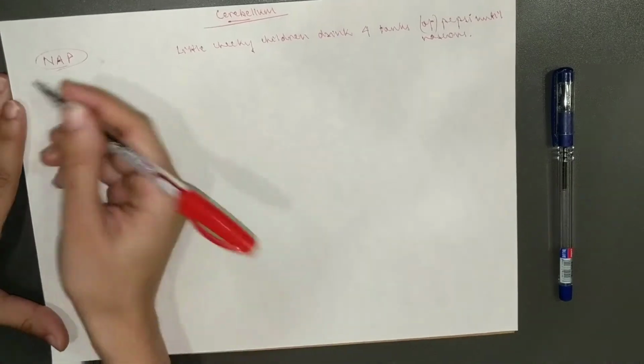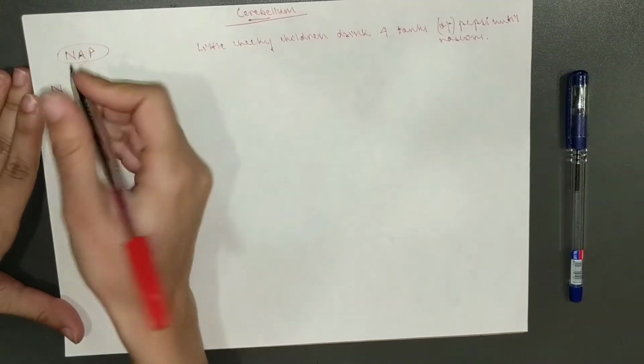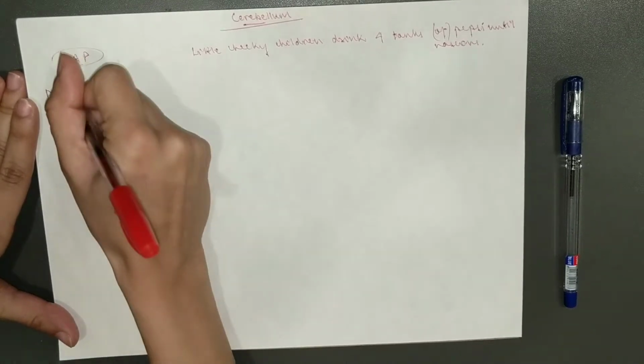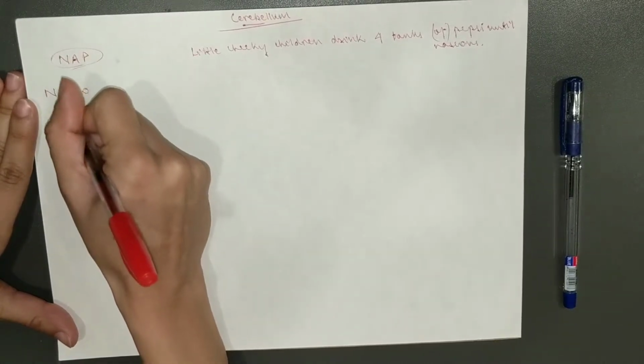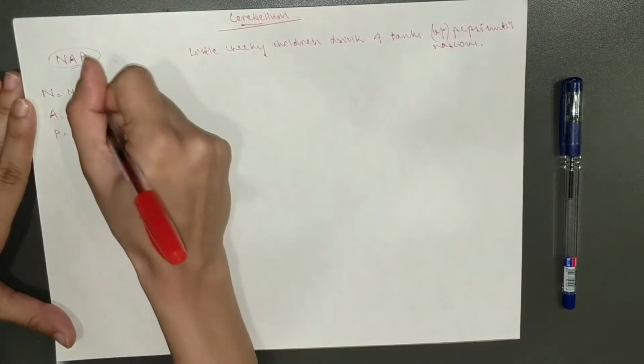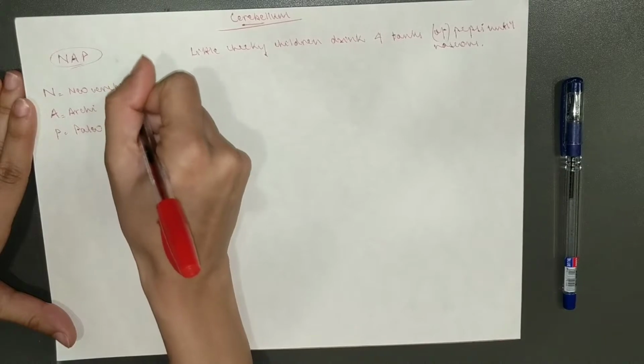Now we'll talk about the NAP. So the cerebellum has 3 parts. It's got the neo, the arche or archi, and the paleo. And they're all cerebellum.